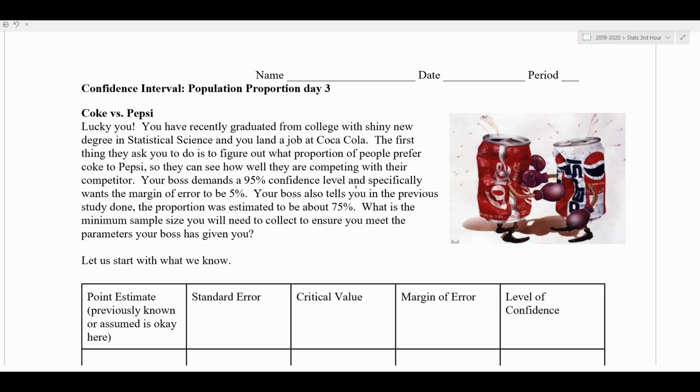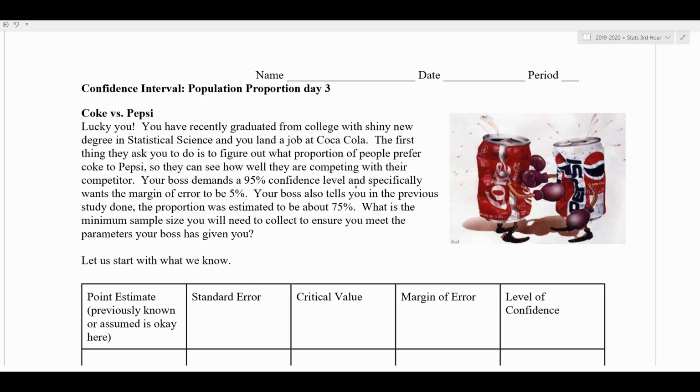Hey everyone, welcome back to day three of confidence intervals for population proportions. We're going to take a look at a different angle of the problem today, where we can actually determine the sample size that we need to achieve a particular margin of error.